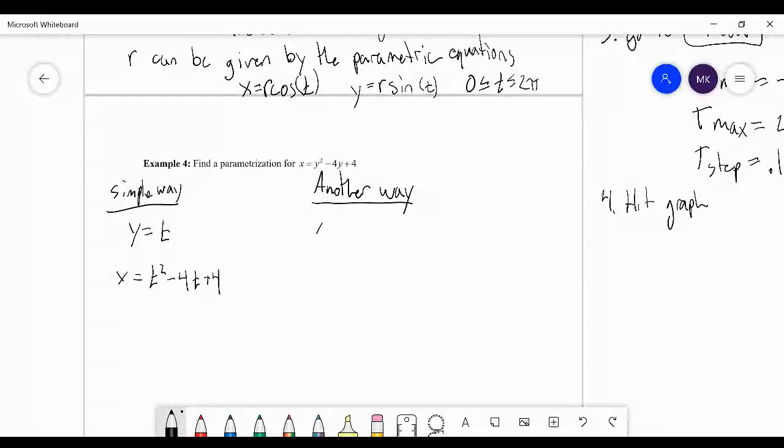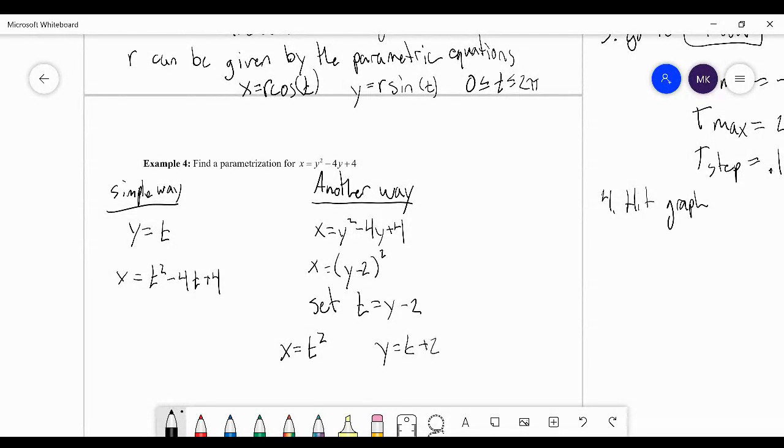But another way is to recognize that y squared minus 4y plus 4 is actually y minus 2 squared. So if we do that, then we can set t equal to y minus 2. Okay. So then, very simply, if t is y minus 2, then x is just going to be t squared. And y is going to be t plus 2. Think of just adding this 2 to both sides, and we get t plus 2.